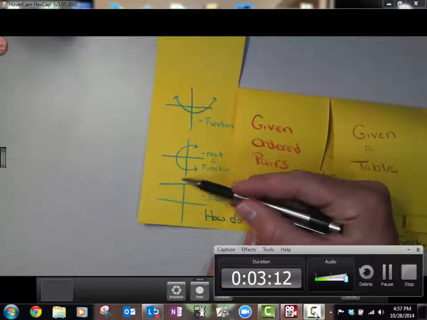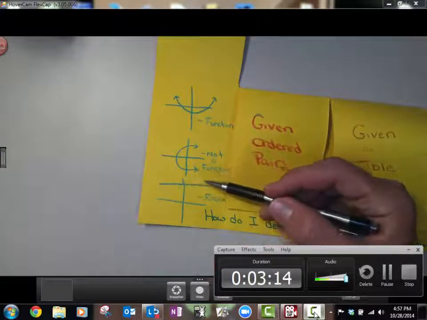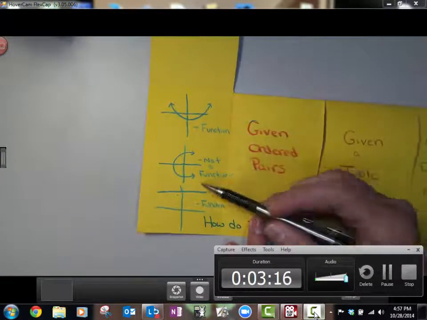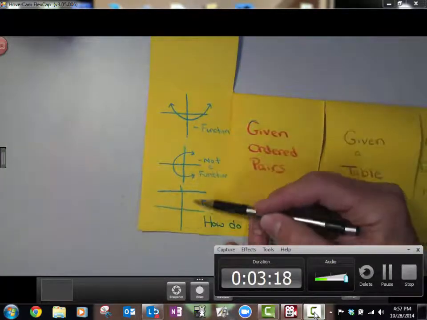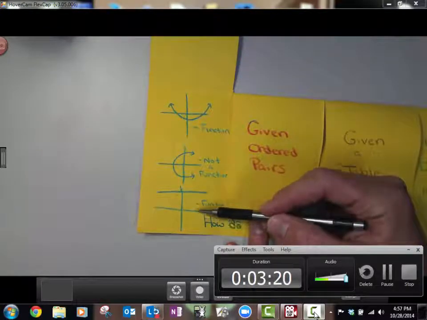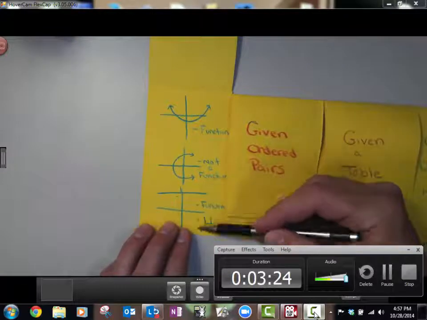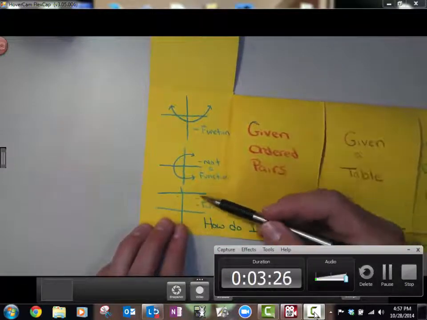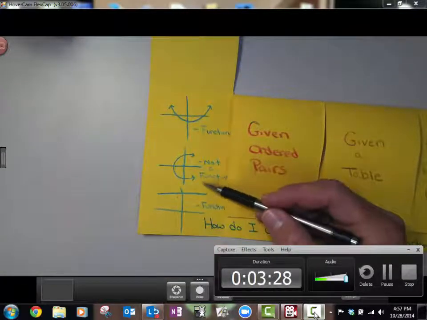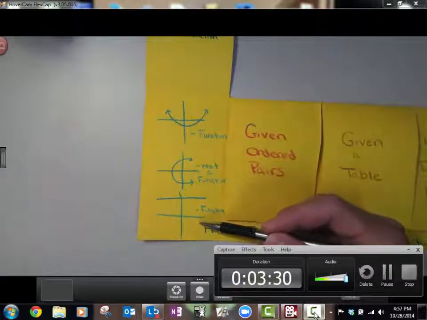Now you're going to learn what kind of slope this is later, and we'll talk about that. But if that line went straight up and down, that's not going to be a function, because if this line was straight up and down, I'm going to hit every coordinate pair along that line. It's definitely going to be more than one.